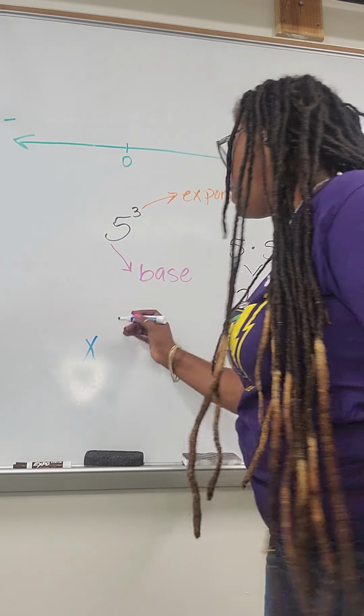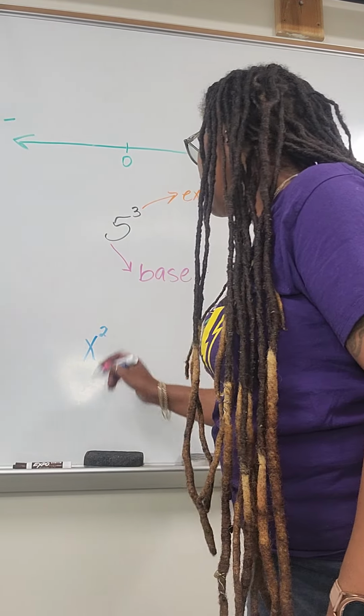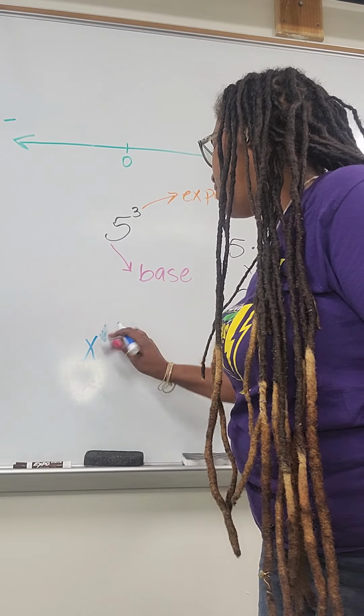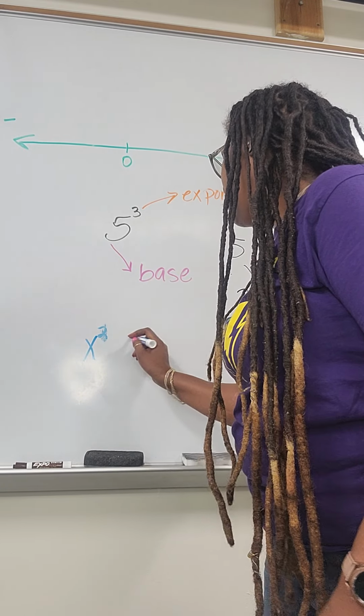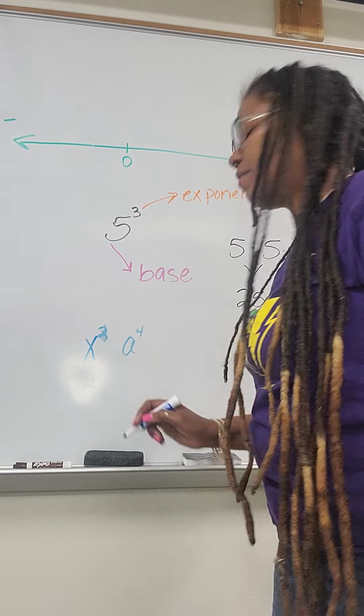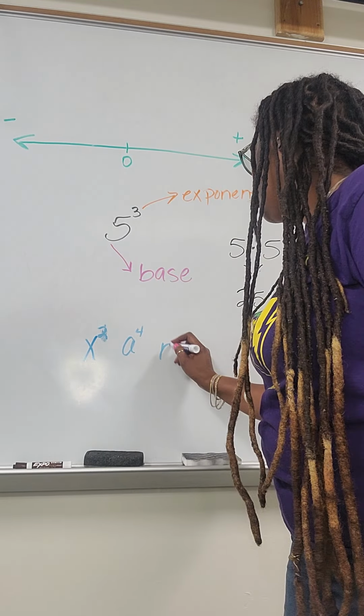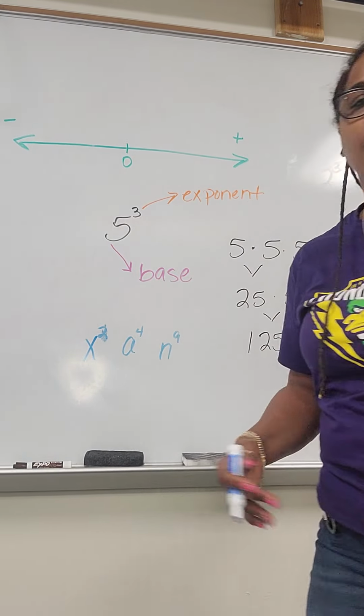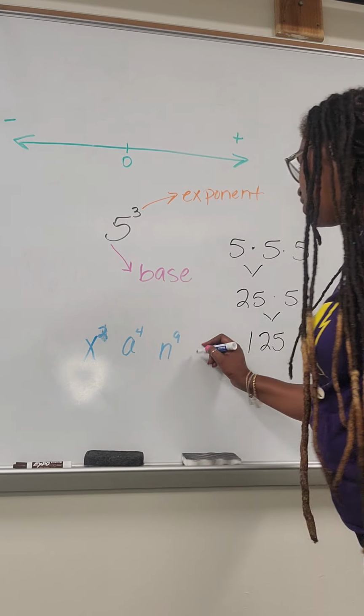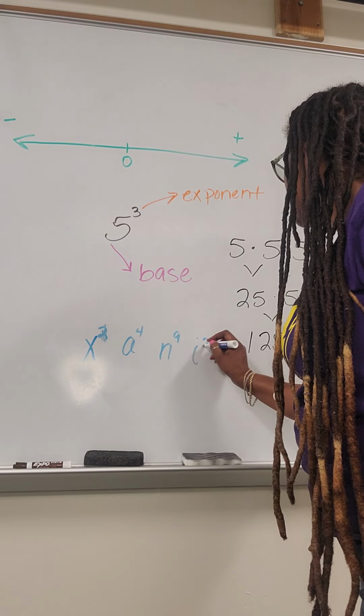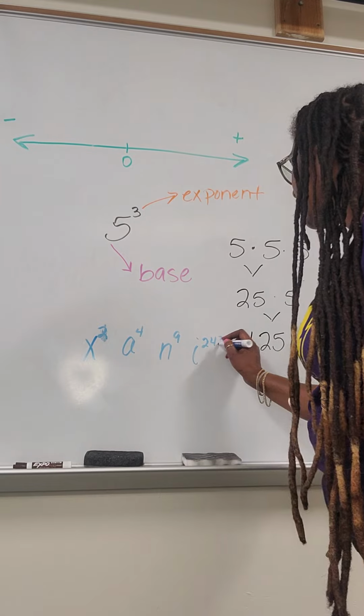So X, and you might see it raised to the second power. Or you could have A to the fourth power. Or you could have N to the ninth power. You could have any of these. When you get to college algebra, you'll see I to the 243 power.